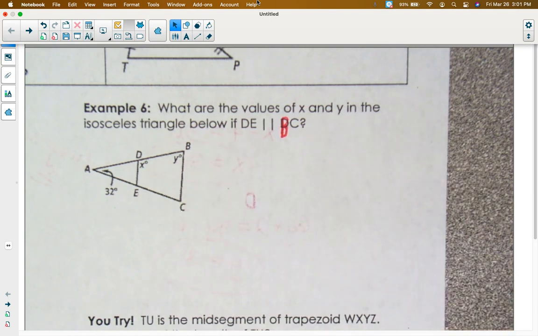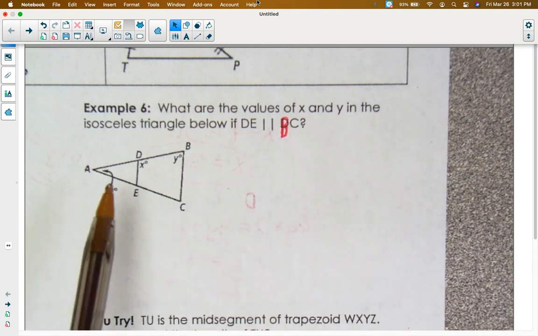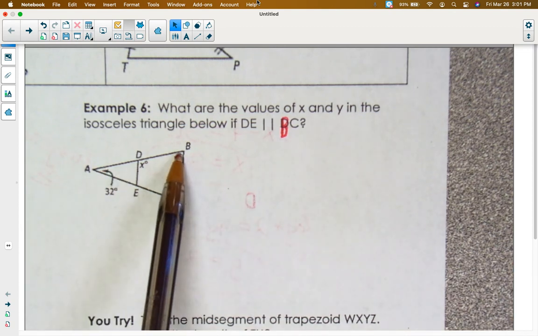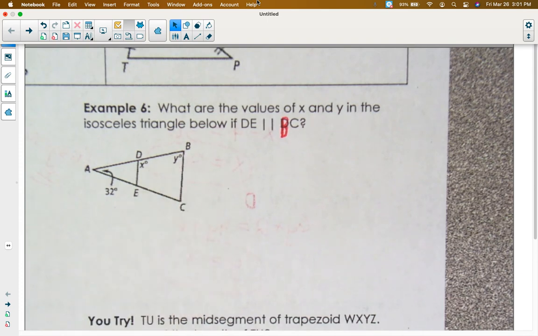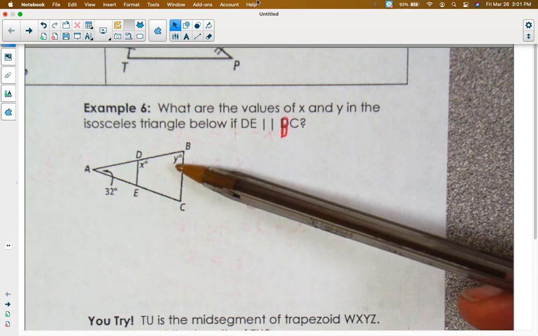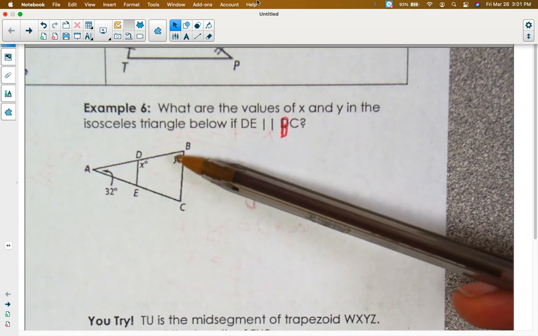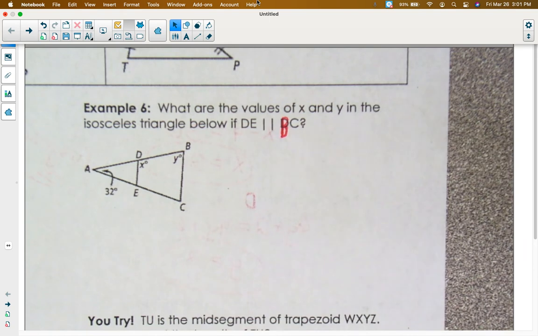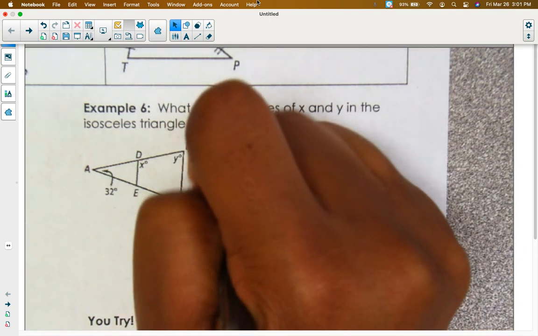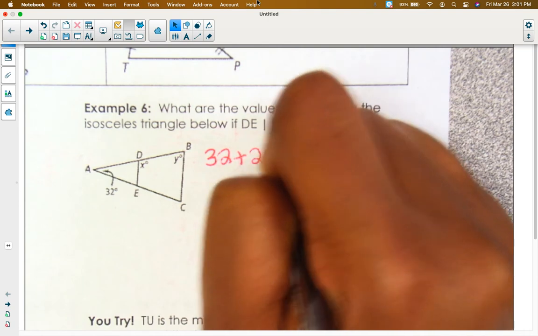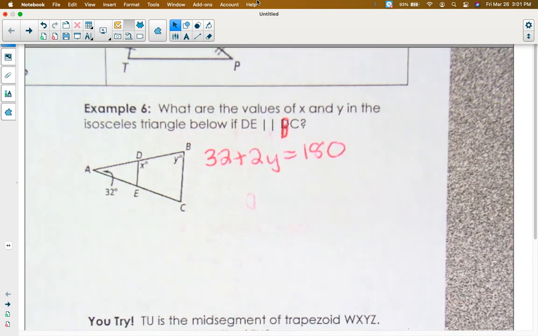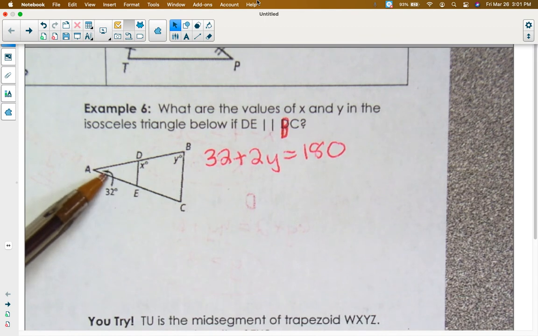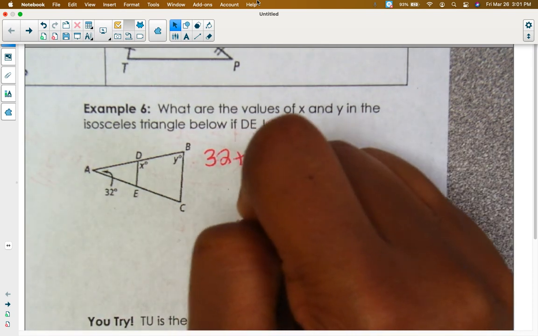So here we go. I know that I can set up an equation and I can find the big triangle. My big triangle would be angle A, angle B, and angle C. I have an isosceles triangle, which means that these two angles here are equal to one another. So I can set up an equation: 32 plus 2y is equal to 180. I'm looking at the big triangle, and if I add up those three angles, they add to 180 degrees. So I got that y was 74.